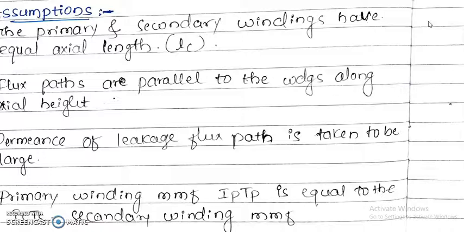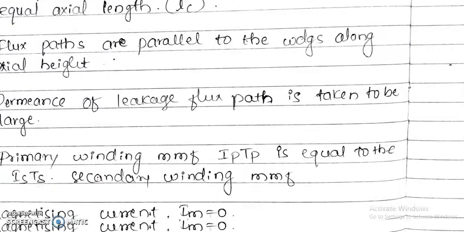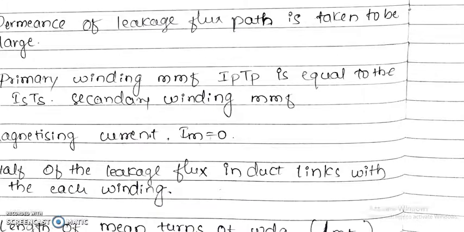What we are assuming is that whatever flux is present in the system, everything is leakage flux only. Like that we are considering for the calculation part. So that flux has to flow more. For that, permeance should be a high value. So the permeance of the leakage flux path is taken to be infinite. And primary winding MMF should be equal to secondary winding MMF. IPTP is equal to ISTS, as we have assumed in the case of the output equation of the transformer. Primary MMF and secondary MMF should both be the same.